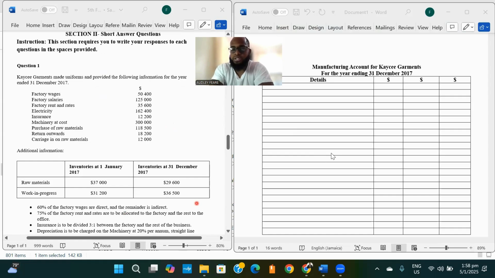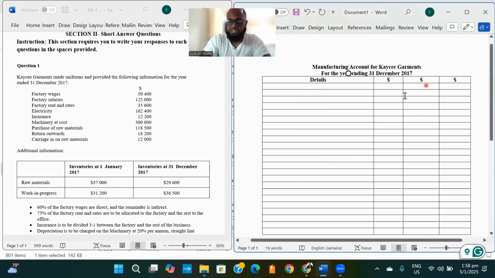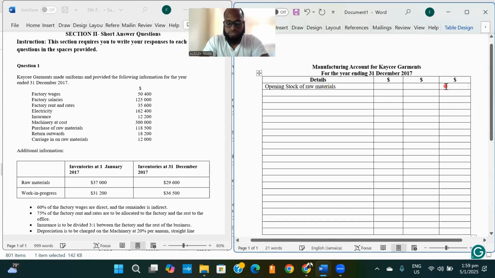Remember, your footnotes are always important when you're doing the question. First and foremost, remember that you need to ensure that you label your account properly. So let's just go through this quickly. All right, so let's go. The first thing we want to have now is our opening stock of raw materials, and this amount is $37,000.